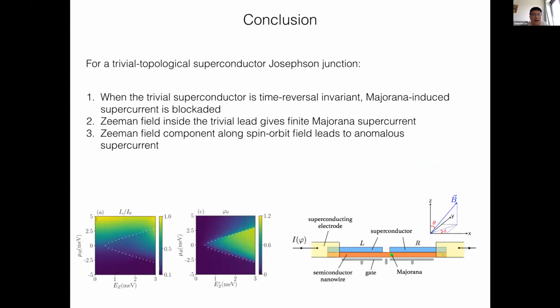Okay, so I will probably stop here with the conclusion page. In summary, we have studied the Josephson junction between a trivial and a topological superconductor. We argue that the time reversal symmetry in the trivial superconducting lead is essential for inducing Josephson current signals from an isolated Majorana zero mode near the junction. And this signal can be, say, normal supercurrent or anomalous supercurrent and phase shift.